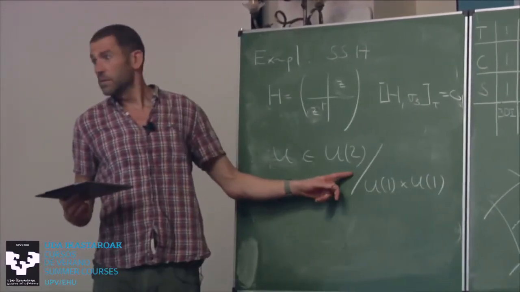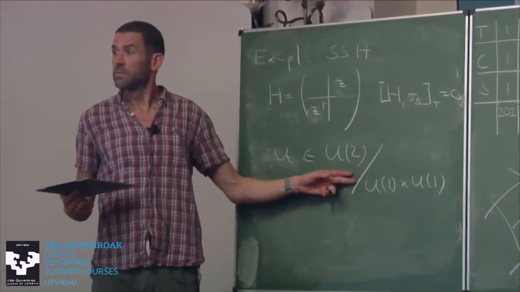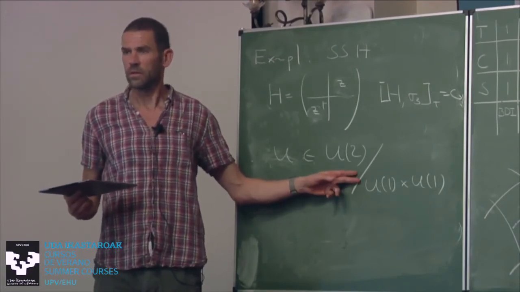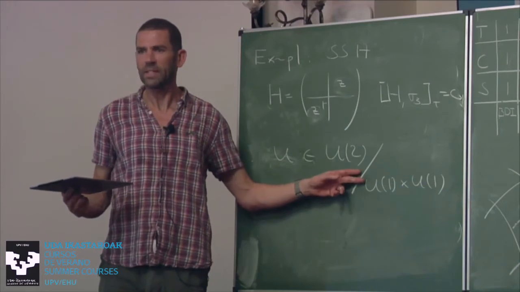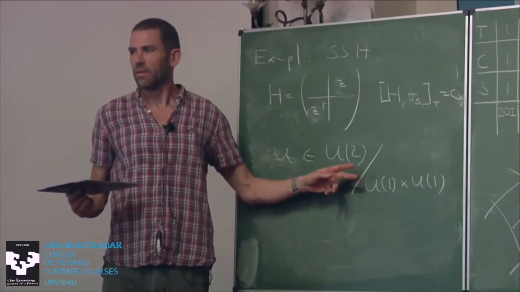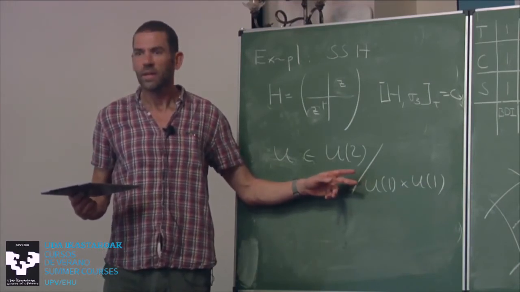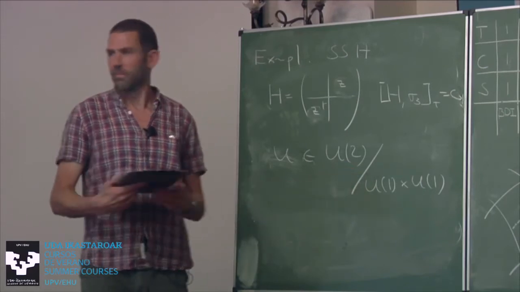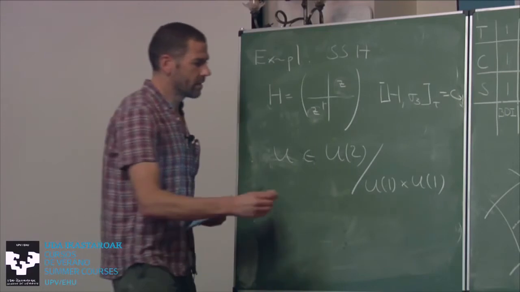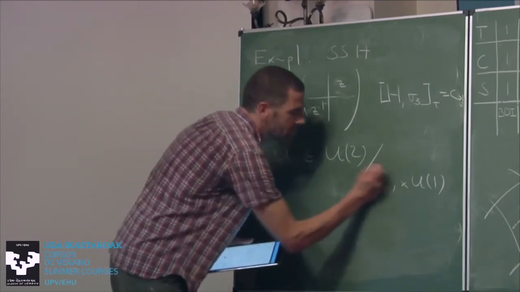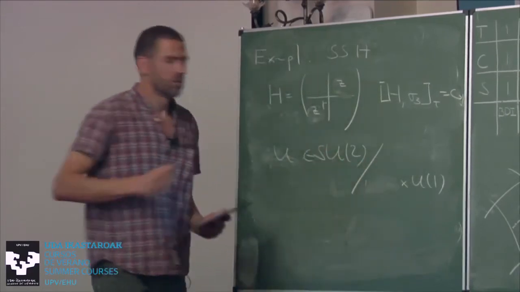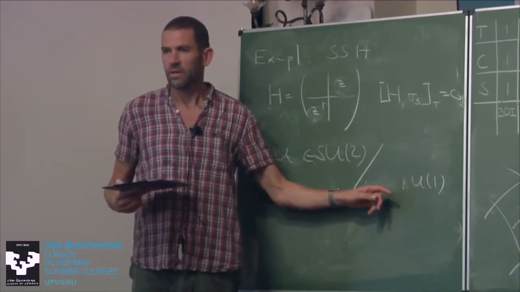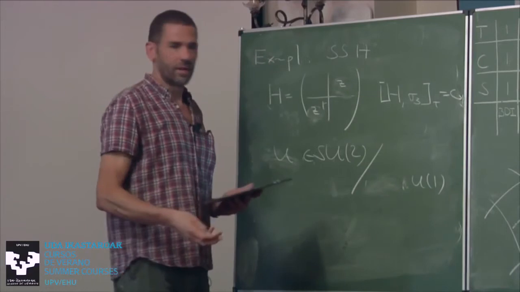And what is the space? Just to check your geometry. Somebody must have seen this sometimes. Nobody? Okay, I give you a hint. Let's remove this one U and do it like this. SU2 over U1. SU2 over U1.